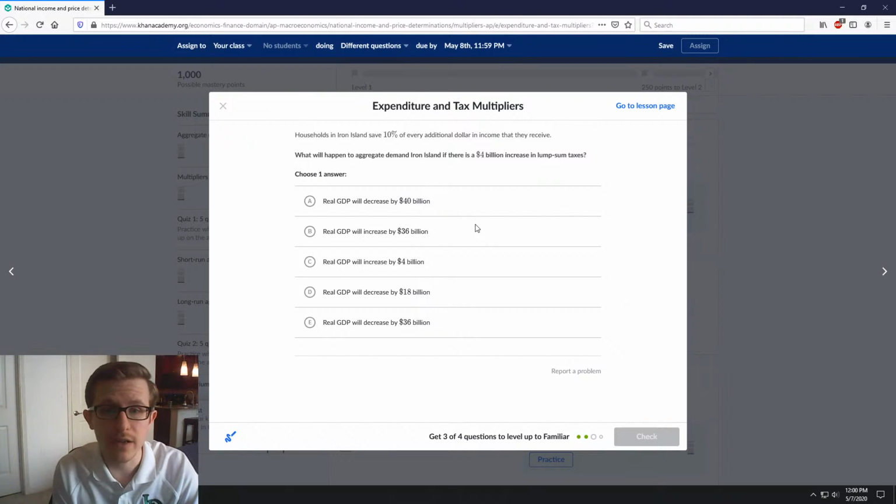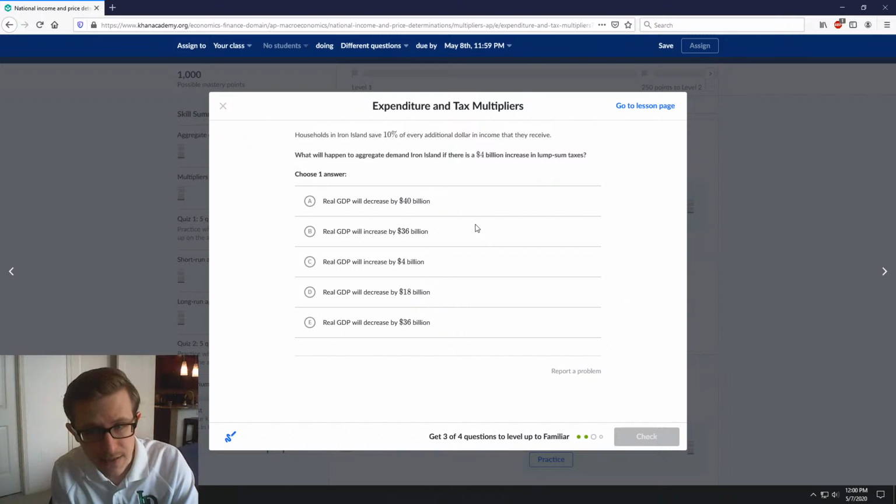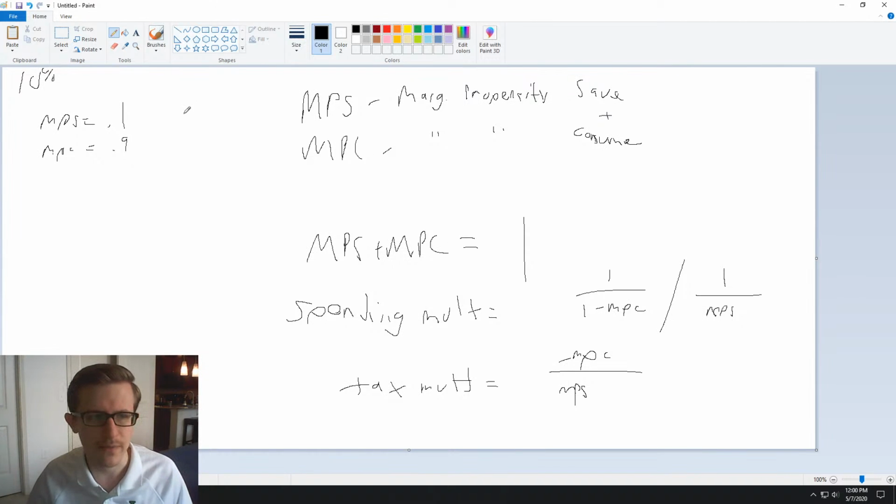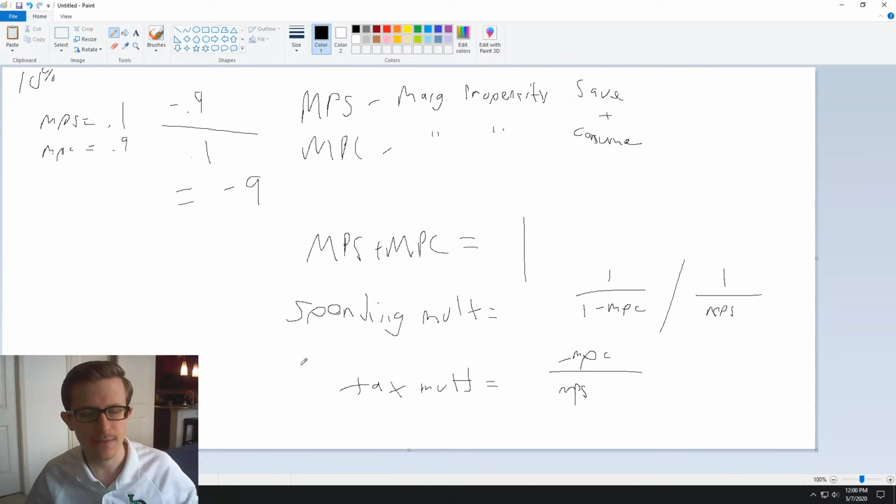What will happen to aggregate demand if there is a $4 billion increase in lump sum taxes? Since we're doing taxes, that means we are using the tax multiplier, which is negative MPC over MPS, meaning that we will be doing negative 0.9 over 0.1, giving us negative 9. That is correct.